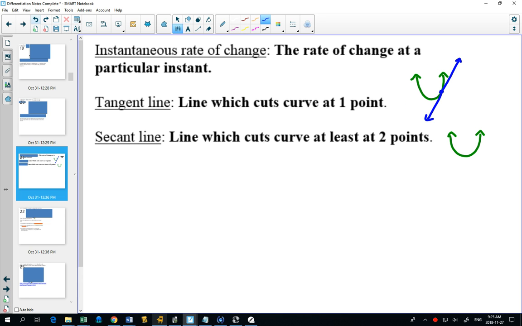A secant line is when you have 2 points on the curve and draw the line through them. Now the reason we say cut the curve at one point is there are some situations where a tangent line touches the curve like this and actually goes through it. An example would be the x cubed graph. At this point, the tangent cuts through perfectly like that. Yes?